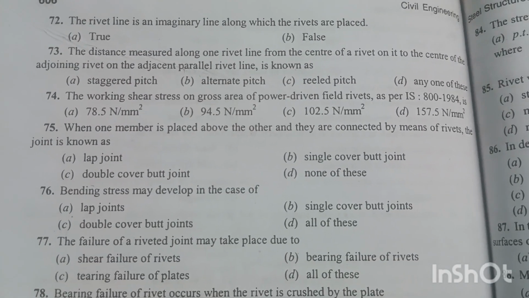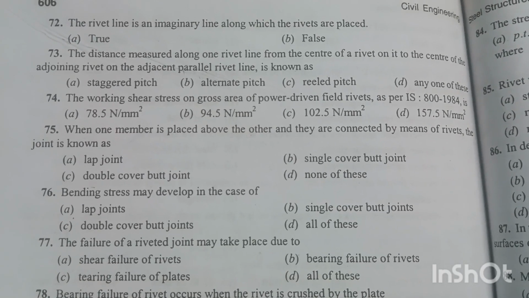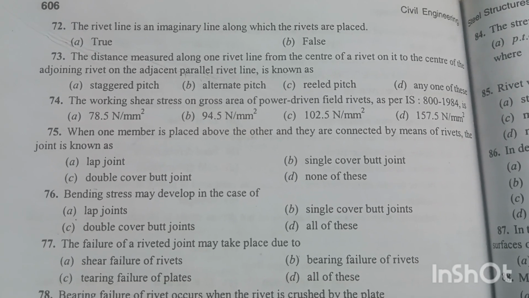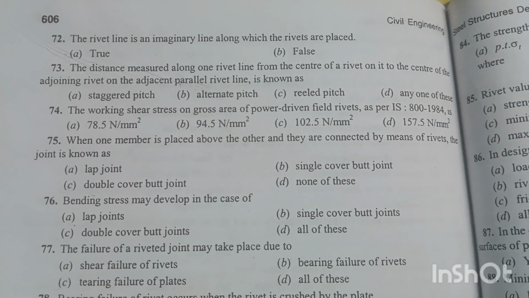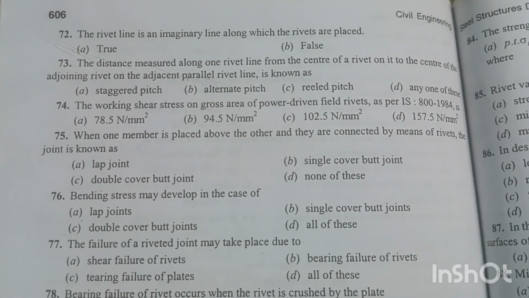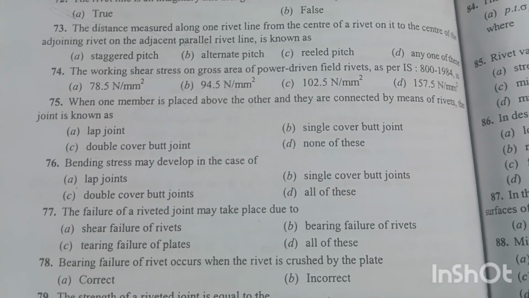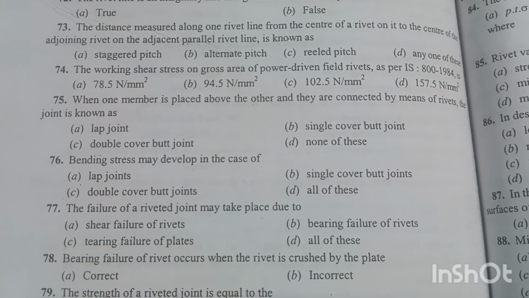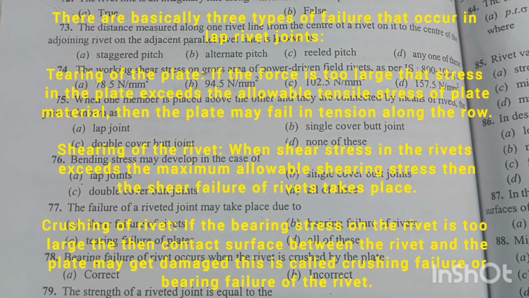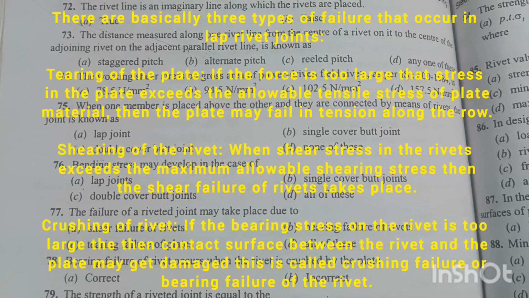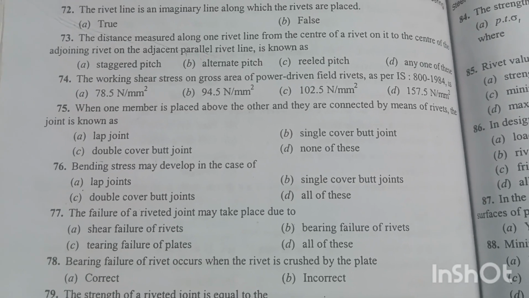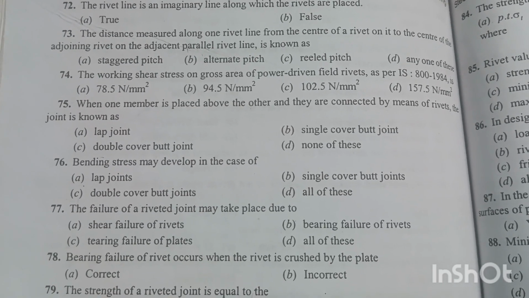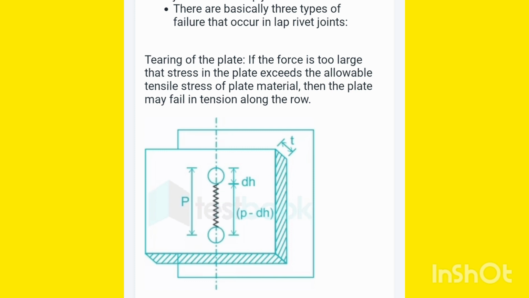Question number 76. The bending stress may develop in case of lap joint. Option A is the right answer because butt joints are free from bending. Okay. Question number 77. The failure of a riveted joint may take place due to. Option A, shear failure of rivets, right? Option B, bearing failure of rivets, right? Option C, tearing failure of plates, right? Option D is the right answer, all of these.